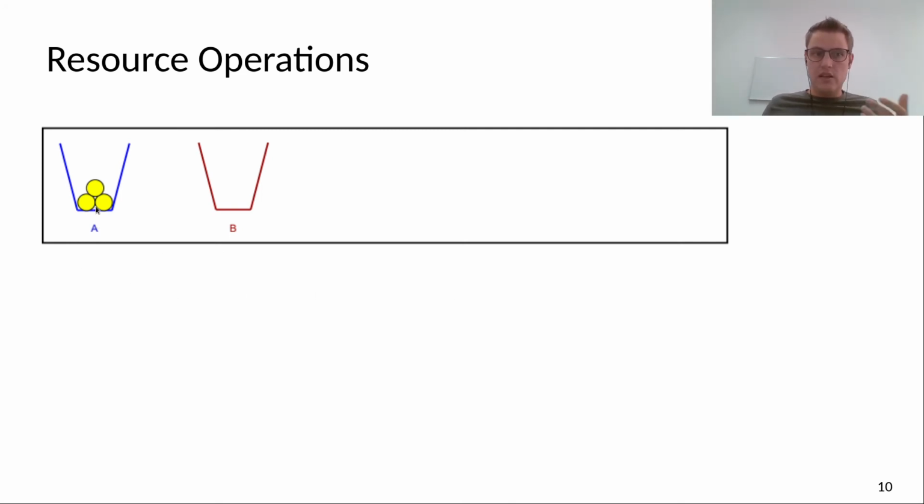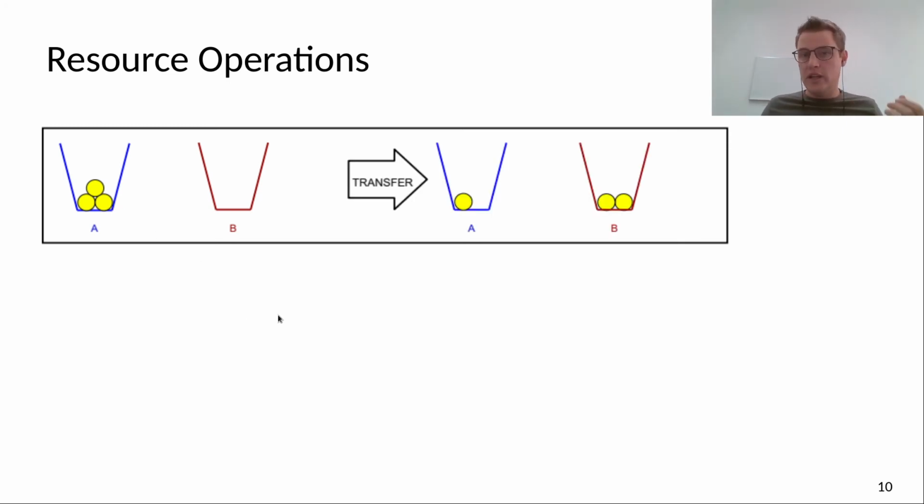Everybody has a balance. A has 3 of these yellow resources and B has 0 at the moment, let's say. And resources are stateless things. You just have some number of them. At most, they have an identifier. So now the simplest thing I can do is perform a transfer operation. So A can transfer 2 of its resources to B. So this makes nothing is duplicated in this state, right? We still have 3 resources at the end.